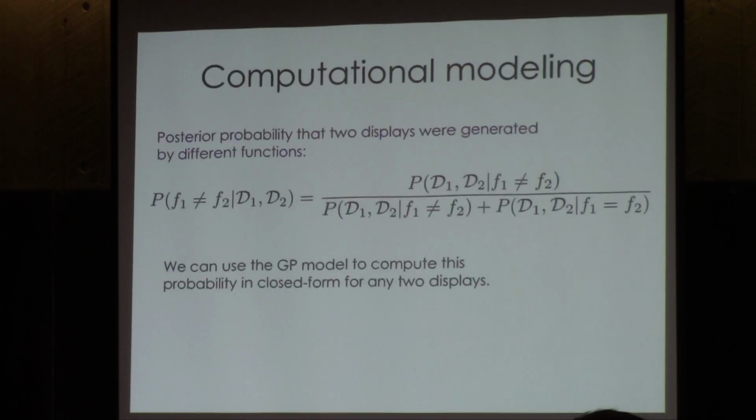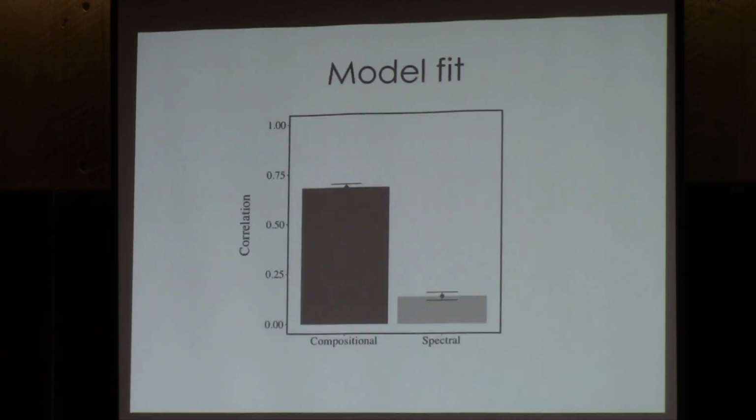And we also fit an ideal observer model to this task where we can calculate in closed form the probability that two displays were generated by different functions, that is, the posterior probability conditional on the data. And we can show that the model fit for the compositional kernel was better than for the spectral mixture kernel.